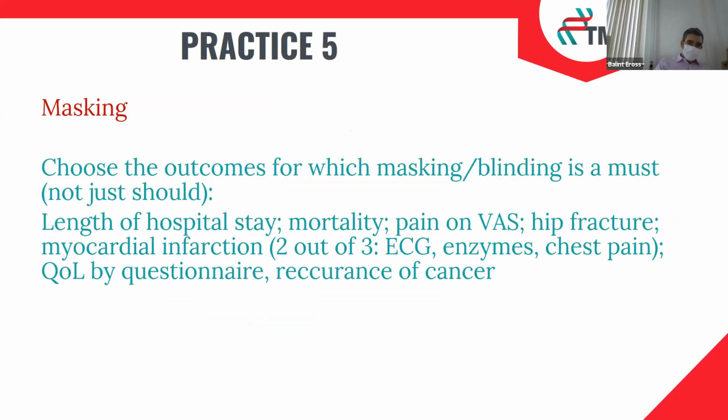Masking ensures, and blinding ensures, that the advantage you achieve by excluding selection bias by good randomization is maintained throughout the study, and you don't let performance and detection bias creep into your study. Choose the outcomes for which masking, blinding, is a must, not just should. This is practice number 5.